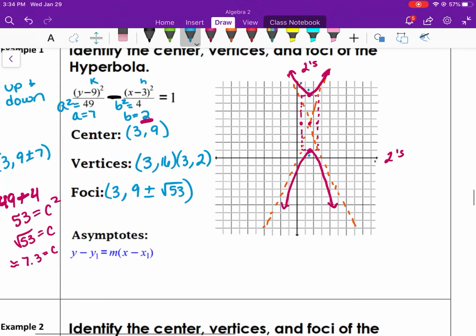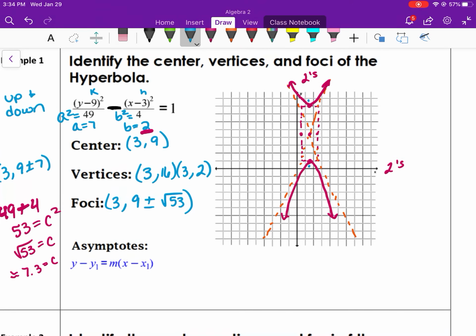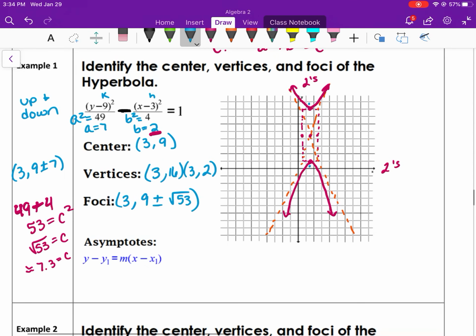So the y value is the one that changes there. Okay, the equations of the asymptotes. So the asymptote is no longer centered at 0, 0. So I'm going to use point slope, where x1 and y1 is a point that the asymptotes go through. Both asymptotes go through the center point. So I'm going to use the center 3, 9 for my x1 and y1.